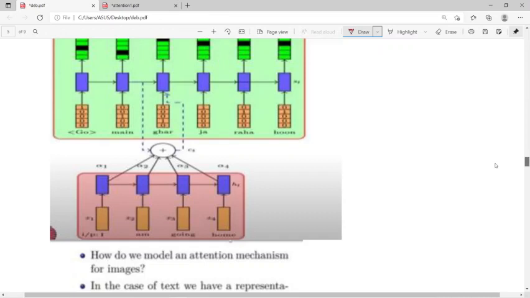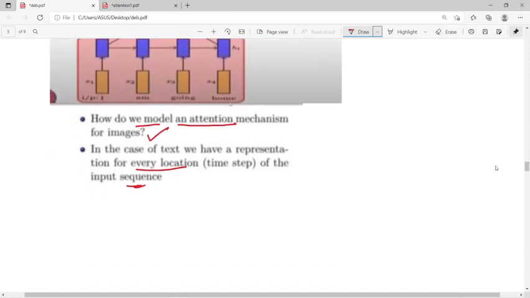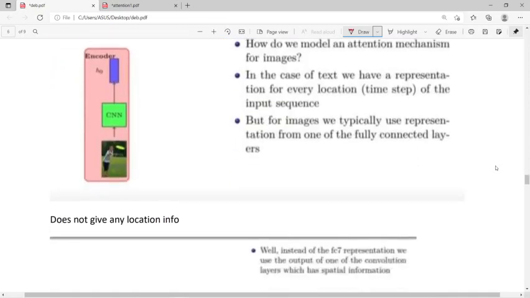You can apply attention in the case of images also. How do we model attention in images? In the case of text, we have a representation for every location of the input sequence, because every sequence has some locations. But if we consider an image, what we have to do is put the whole image into a CNN, and then we will get this blue vector.